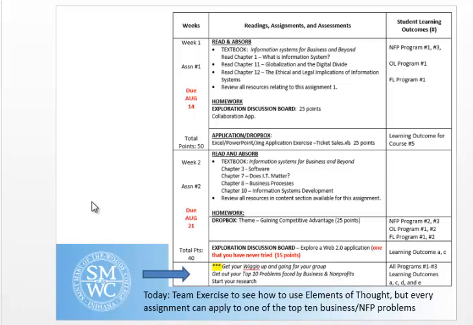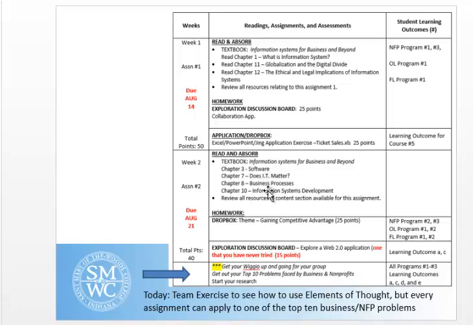If you look at our assignment here and just get an idea, you're going to see that it'll have your read and absorb, where you're reading through the chapters. And by the way, the book Information Systems for Business and Beyond, the entire book's 174 pages. So none of these are really what I'd call lengthy readings.